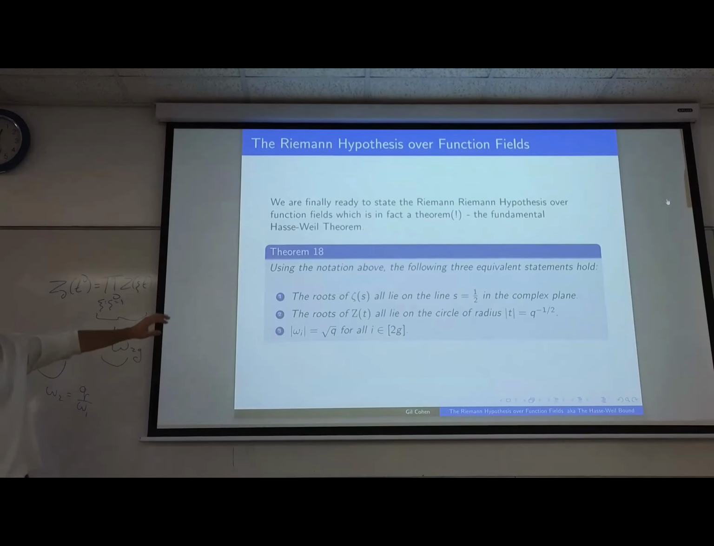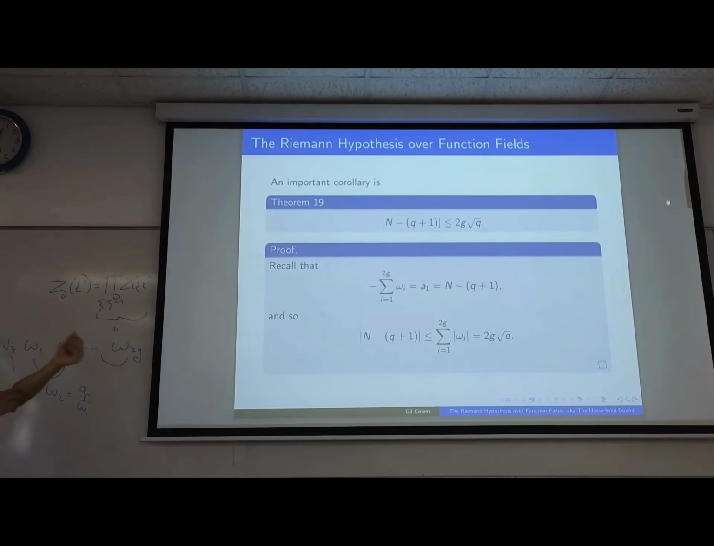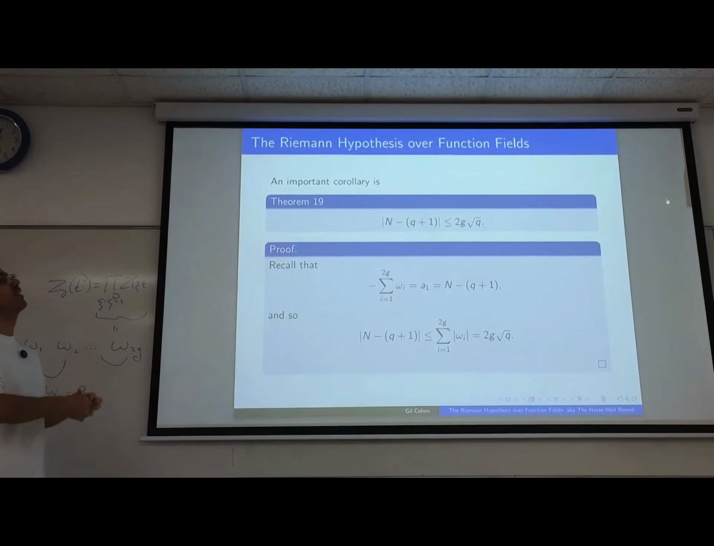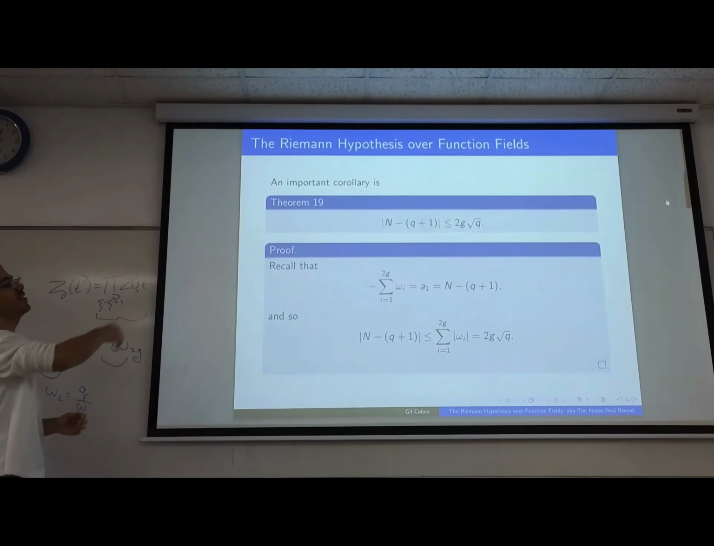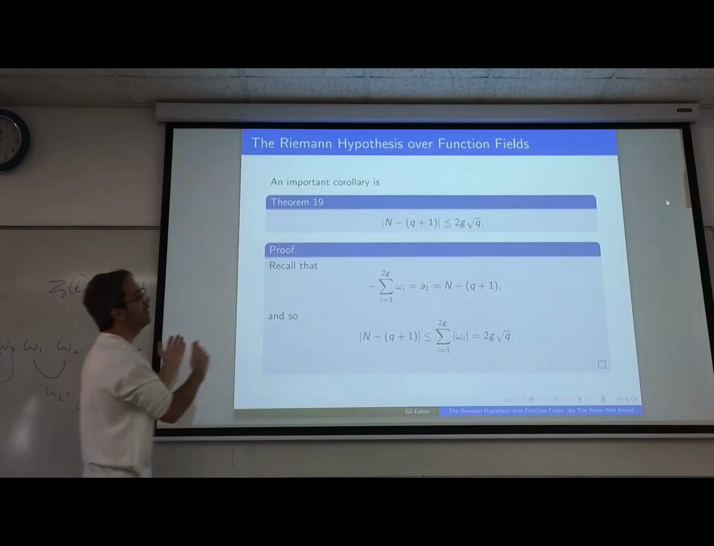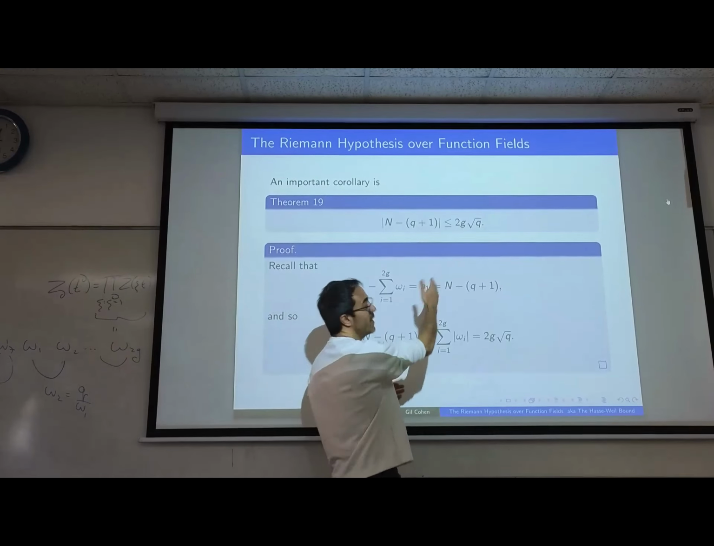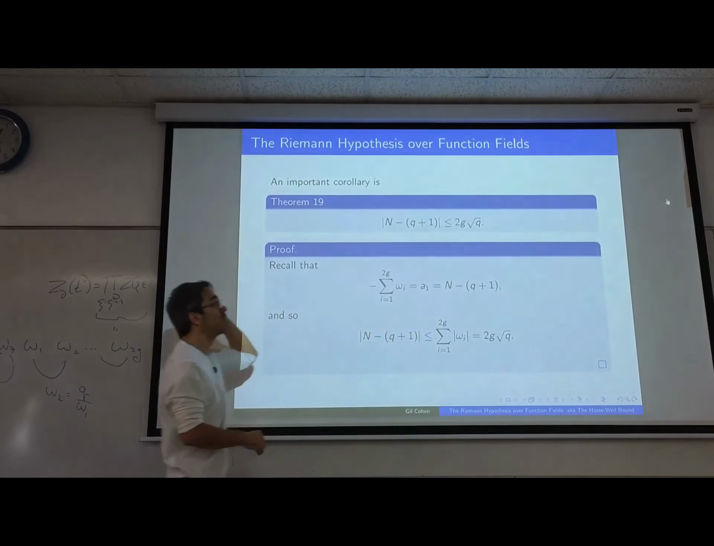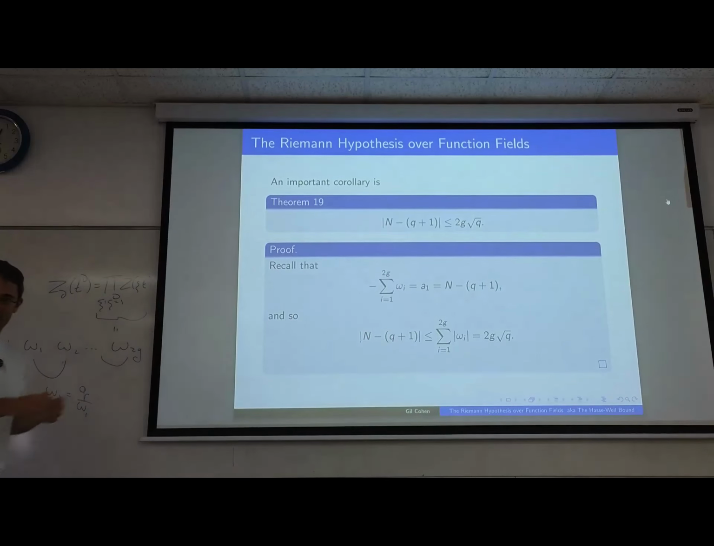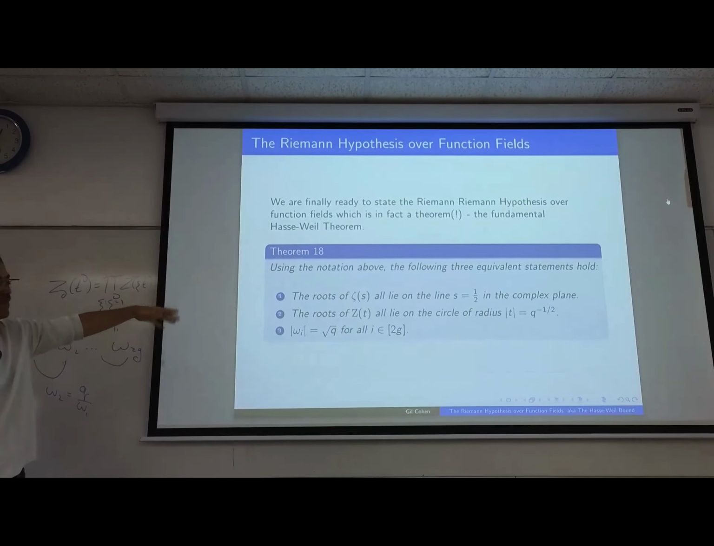So this is a theorem, and the important corollary out of it, which I'm going to prove in like 2 lines, is this. If you ask how many rational points you have on your curve, well, it's q plus 1 plus or minus 2g square root of q. That's what I told you. That's the Hasse-Weil bound, and that's the Hasse-Weil theorem in a sense.